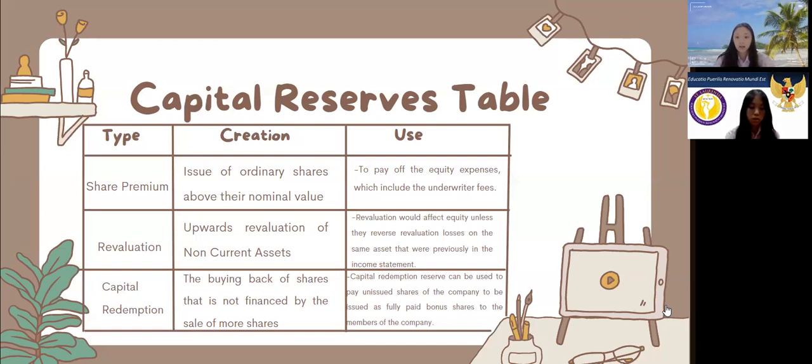The line item can be used when the revaluation assessment finds the net book value of the asset has changed. The revaluation will also appear in the statement of changes in equity. And lastly, revaluation will affect equity unless they reverse revaluation losses on the same asset that were previously in the income statement. So what do you do if there's a revaluation reserve when the asset is sold?